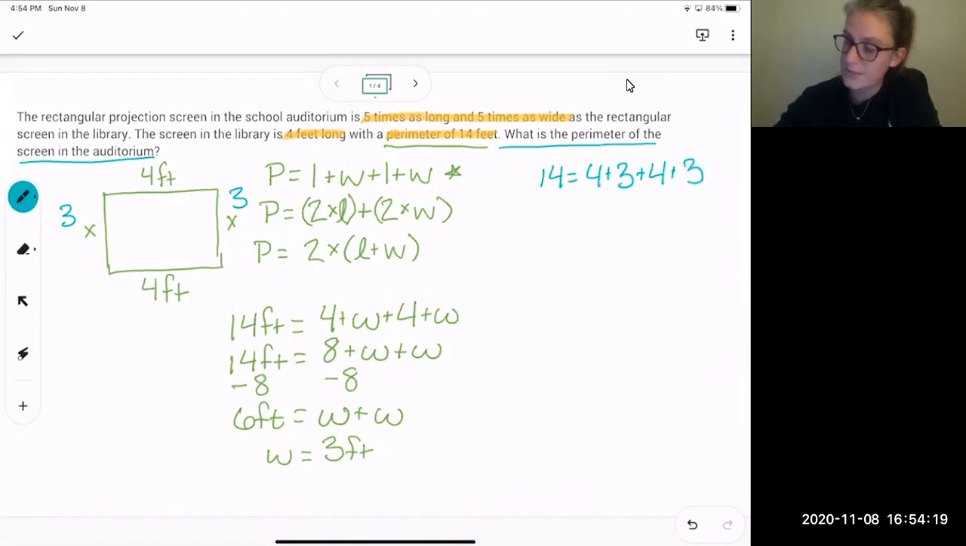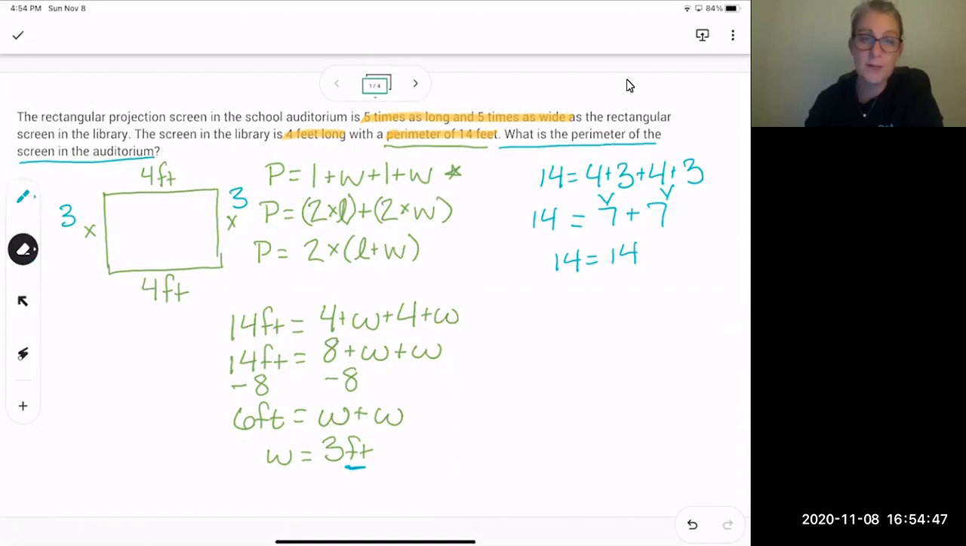Okay, so 4 plus 3 is 7, and 4 plus 3 is 7 again, and 7 plus 7 is equal to 14. Okay, and we can't forget our unit, so we're going to make sure when we answer, we use feet. Okay, so I'm going to erase some so that we can do the second part of our problem.